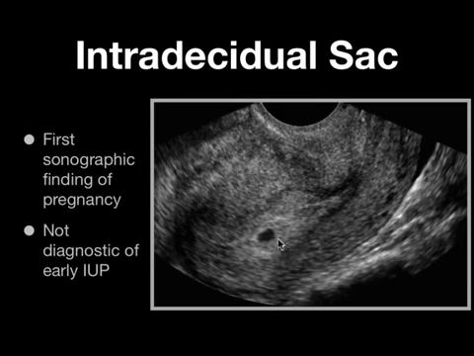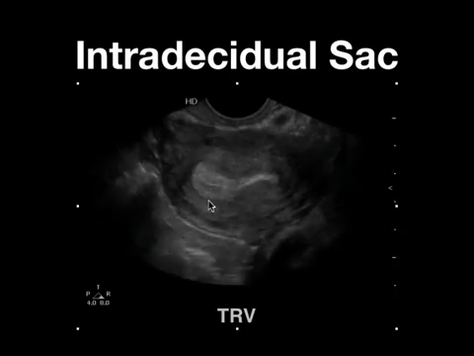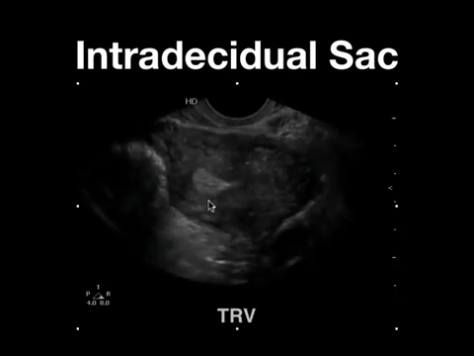This is going to be the first thing that you see, but again, until there's a yolk sac or an embryo in there, you can't definitively call this an IUP, because there are other things that may look sonographically like an intradecidual sac, but they're not. Here's a transverse view here of an intradecidual sac.